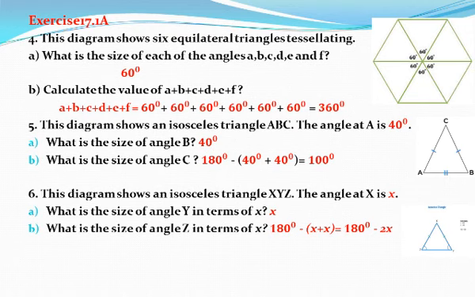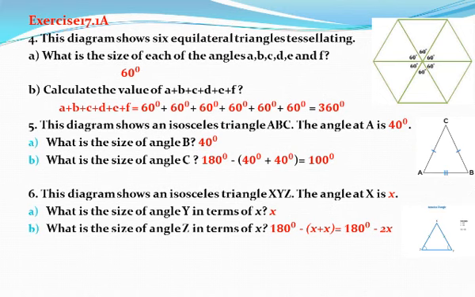I gave the answer here. In this diagram, 6 equilateral triangles are there. So each angle in an equilateral triangle is 60 degrees. So the size of each angle in this diagram is 60 degrees. Calculate the value of A plus B plus C plus D plus E plus F. You can find out the value. 6 times you have to add 60 degrees. We get the answer 360 degrees.